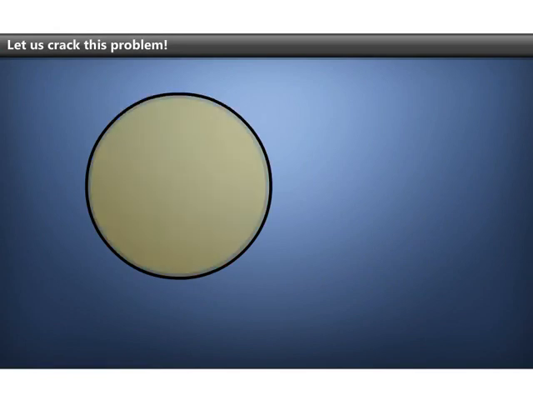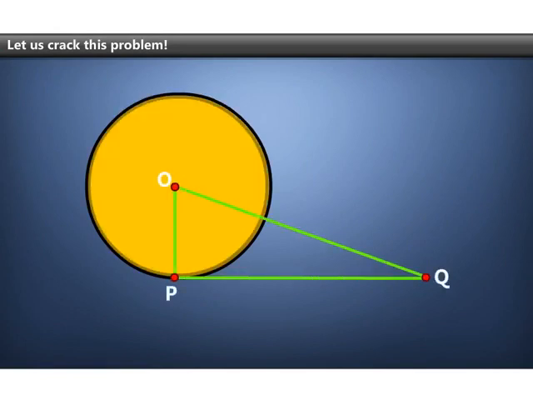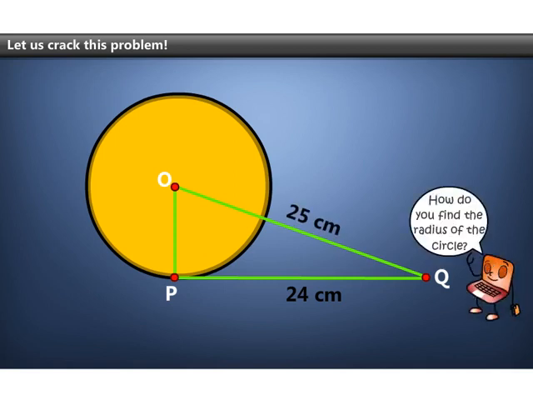Now, let us solve problems related to properties of tangents. From a point Q, the length of the tangent to a circle is 24 centimeters and the distance of Q from the center is 25 centimeters. How do you find the radius of the circle?